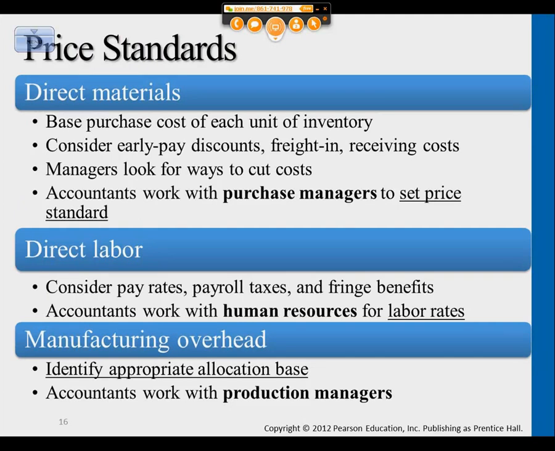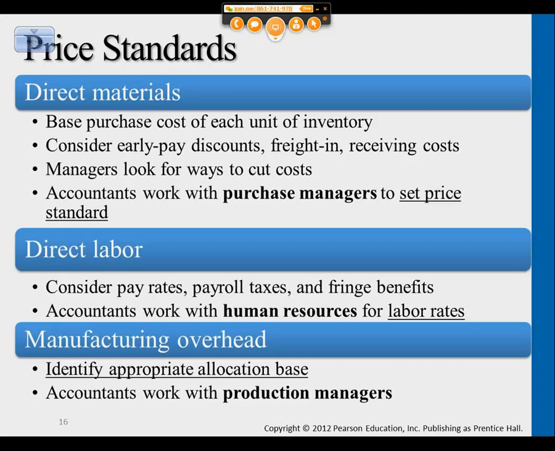So really quick, what are the price standards? Price standards are going to have a couple components: direct material, direct labor, and manufacturing overhead. For each of them, in turn, we're going to have certain standards set in place. For direct materials, it's the base purchase cost of each unit of inventory. We're going to consider early pay discounts, freight in, receiving costs, and so on and so forth. Then managers are going to look for ways to cut those costs for direct materials to directly impact the bottom line. Accountants are going to work with purchasing managers to set those price standards in place, after they consider early pay discounts, freight in, receiving costs, and such.